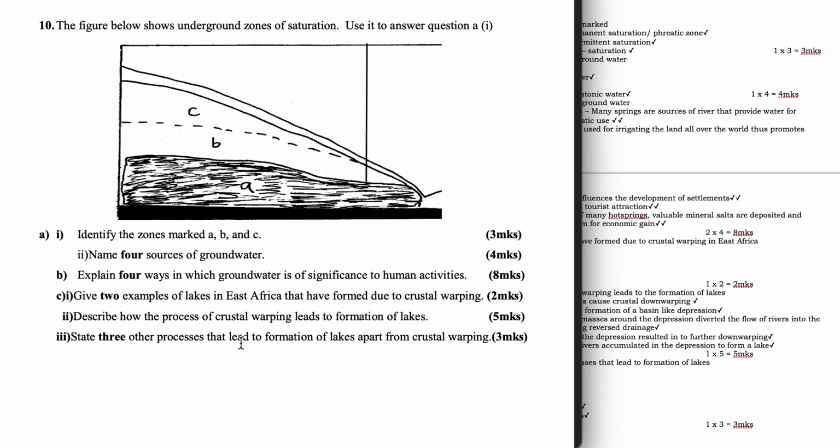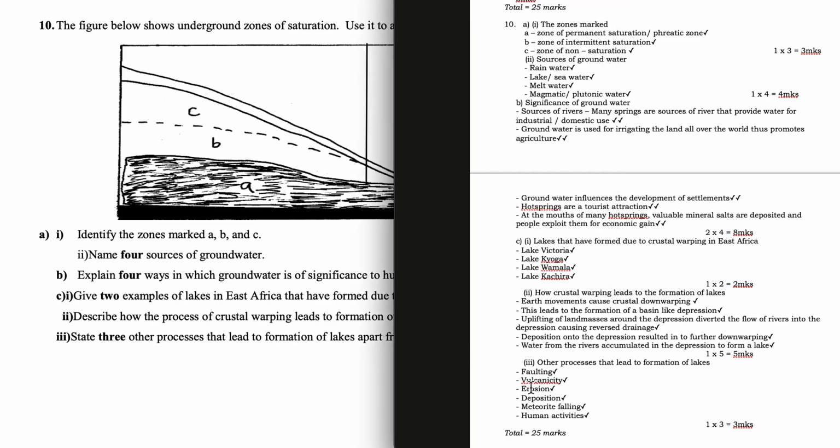State 3 other processes that lead to formation of lakes apart from crustal warping. We have faulting, volcanicity, erosion, deposition, meteorite falling, and human activities.